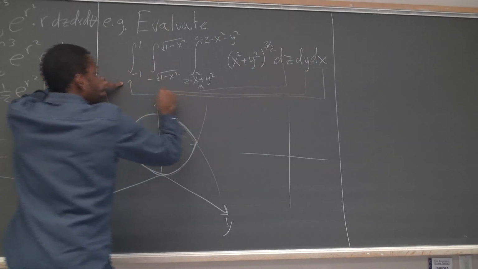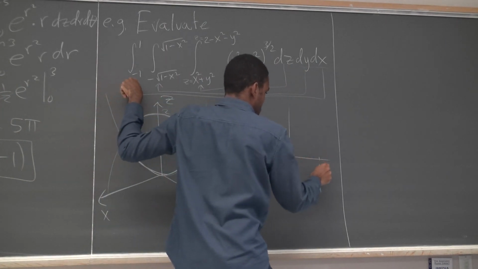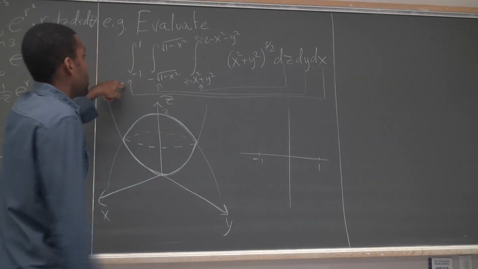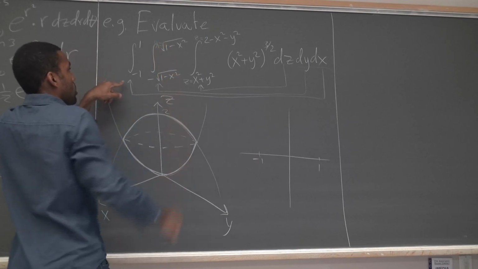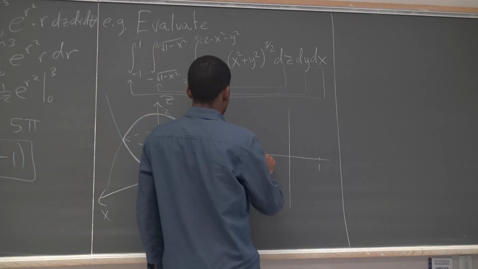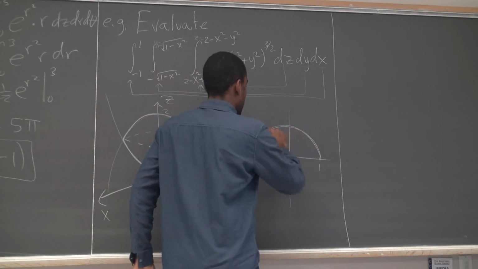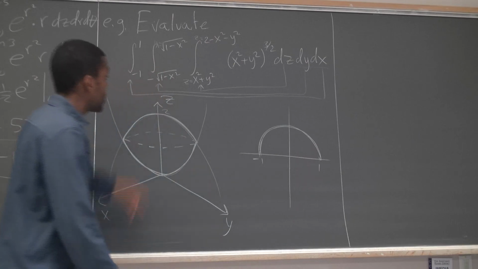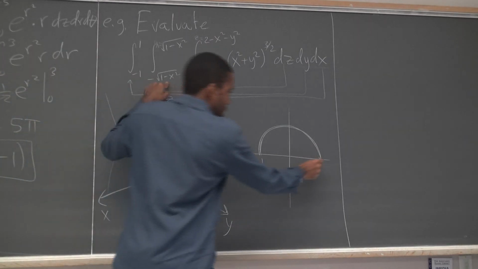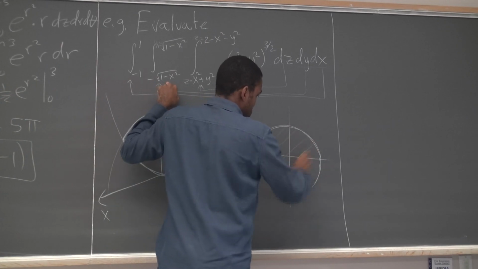My y values will go between this guy, right? So I know my x is going between -1 and 1. What does y equals the radical of 1 minus x squared look like? It's the top half of the circle. It's a semicircle, and its radius is actually 1. So that would just be like this. That's my top curve. This would just be the bottom half, the bottom curve. This is my region of projection.